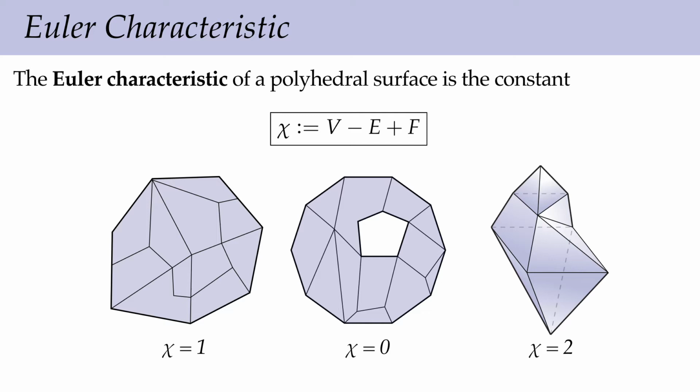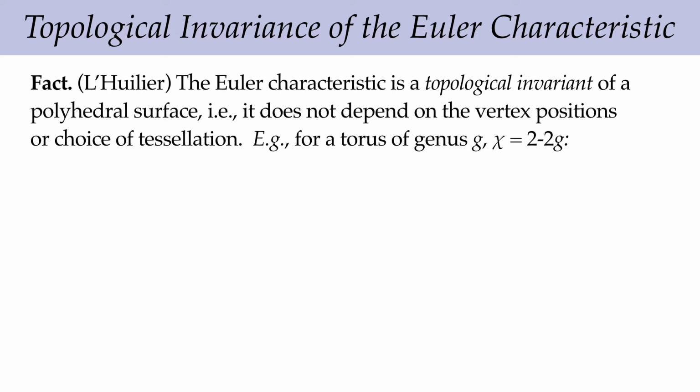Why am I so sure that these are the right Euler characteristics? Well, because I know that the Euler characteristic has to do with really nothing more than the topology of the polyhedral surface. So here's a nice fact, which is that the Euler characteristic is a topological invariant of a polyhedral surface. In other words, it doesn't depend at all on the vertex positions, where they are in space, or the particular choice of tessellation, how we've diced up that space into polygons.